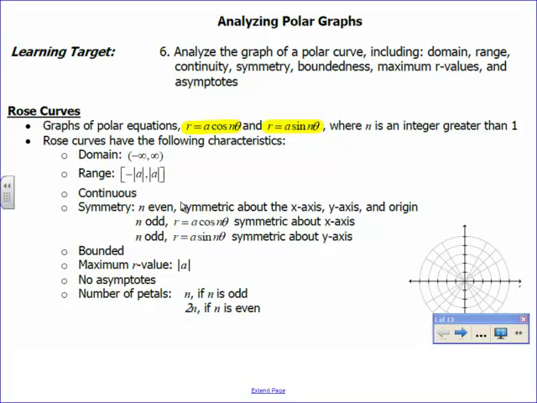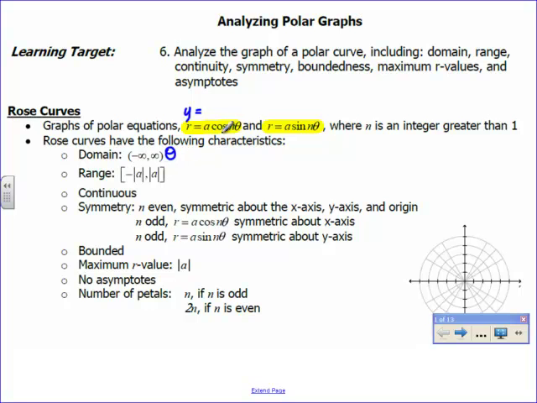Your domain is negative infinity to infinity. If you look at this equation, it's a little weird. Polar equations are a little weird. Your theta is what gets plugged in, and your r is what you get out. Our normal equations are in the form y equals. These are now in the form r equals. So our theta is what we're plugging in, like our x value. This domain comes from theta.